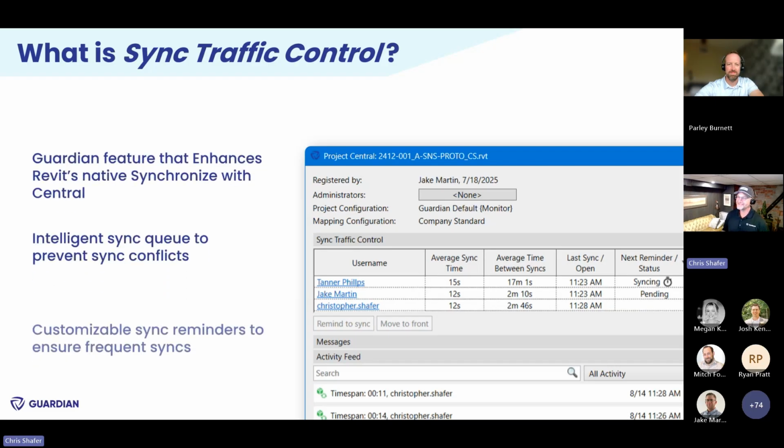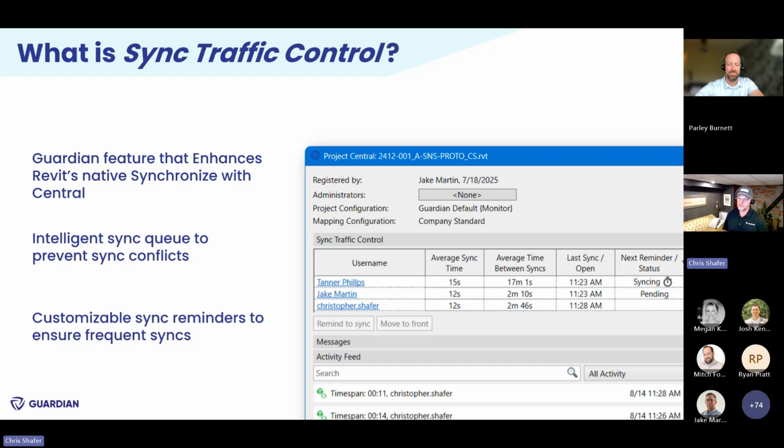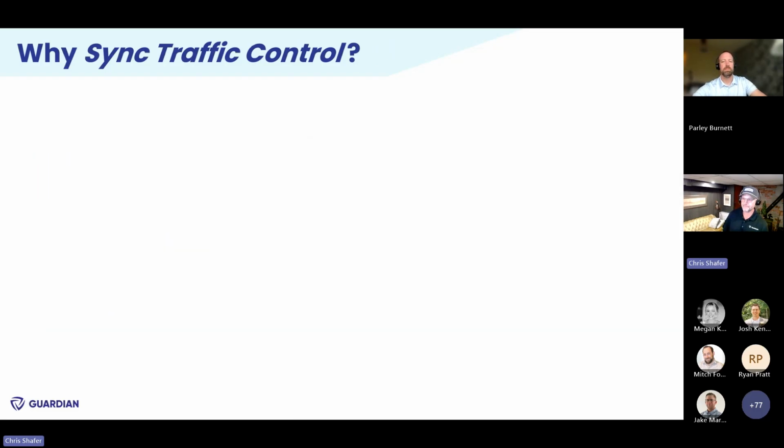All right, what is sync traffic control? Sync traffic control enhances Revit's native sync with central. It does this by keeping teams productive and models performing at their best. We do this through an intelligent sync queue that helps prevent sync conflicts before they happen. In addition, you can create customized reminders to ensure people are frequently syncing, and if need be, also automate those syncs. With all of this, it keeps everyone's model current and clean.